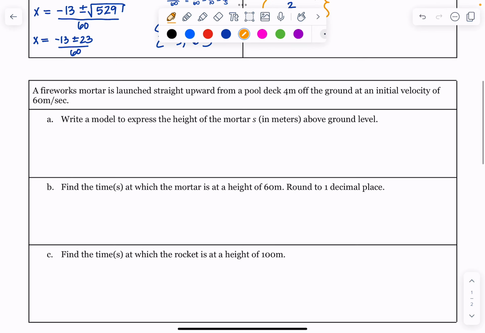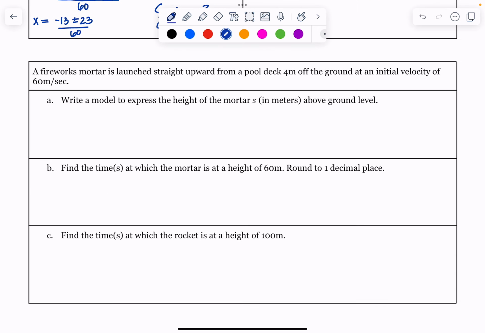All right, for the last one, we have a word problem. It says a fireworks mortar, I don't know what that word is, launched straight up from a pool deck of 4 meters off the ground with initial velocity of 60 meters per second. Write a model to express the height of the mortar in meters above the ground.